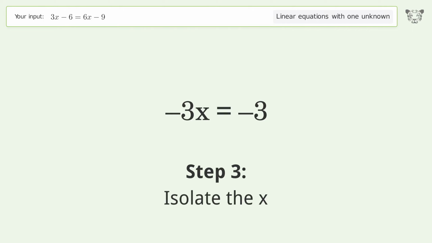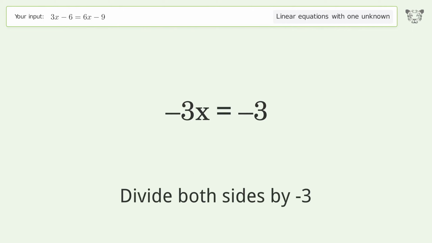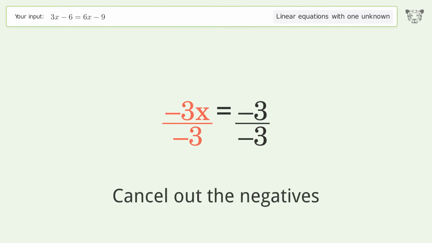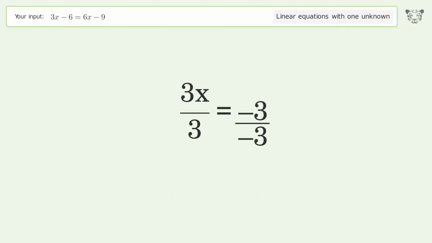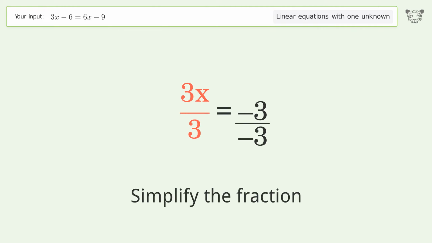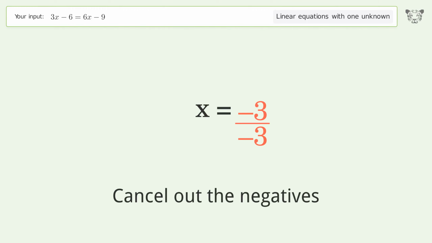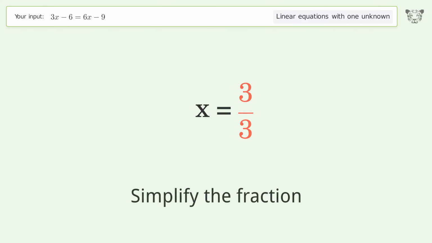Isolate the x. Divide both sides by -3. Cancel out the negatives. Simplify the fraction. Cancel out the negatives. Simplify the fraction.